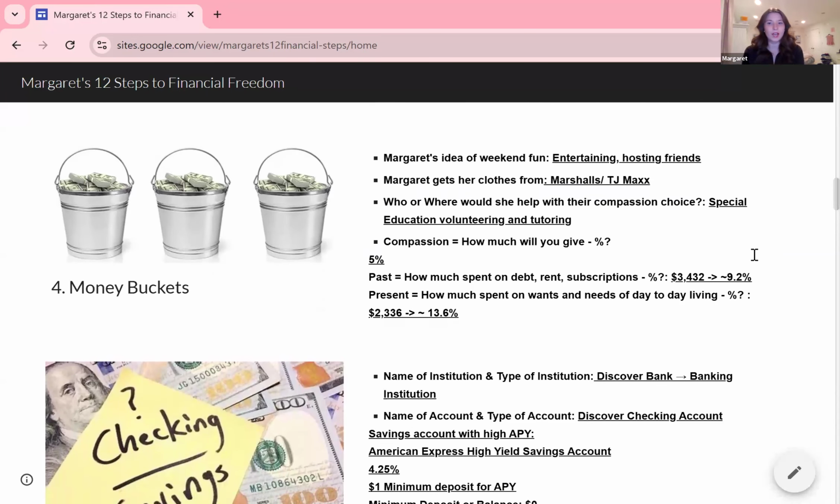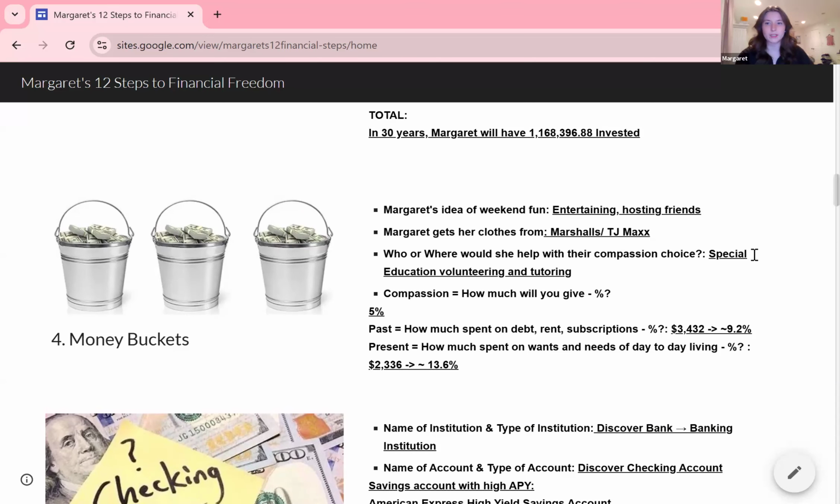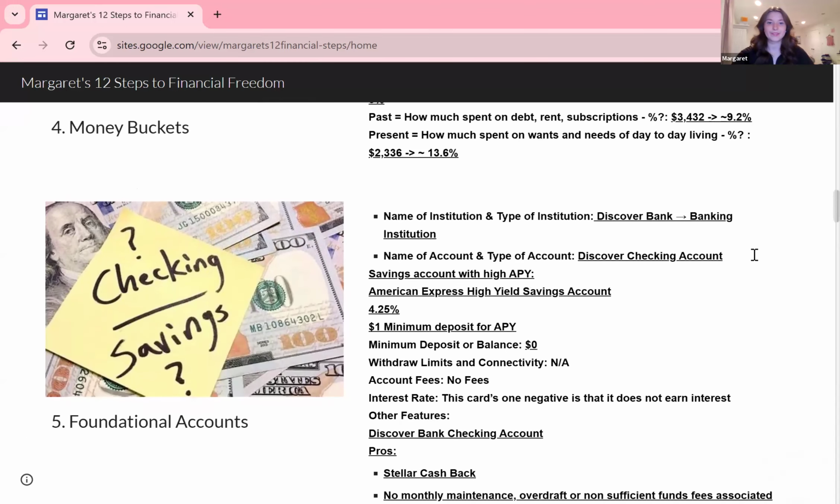Next, we are going to be looking at the money buckets that we want to put our resources into. This is kind of a fun section. We can look at what we want to spend our money on, where our interests lie, and we can get pretty creative with this section.